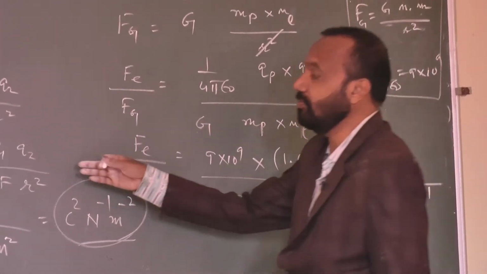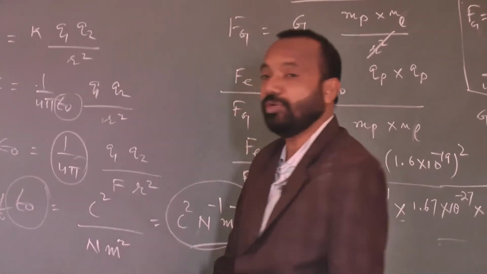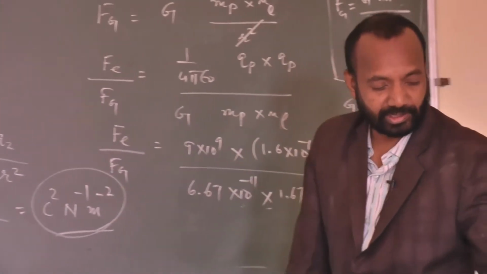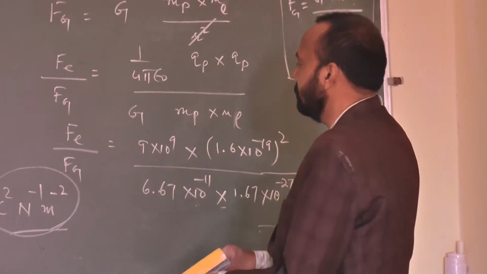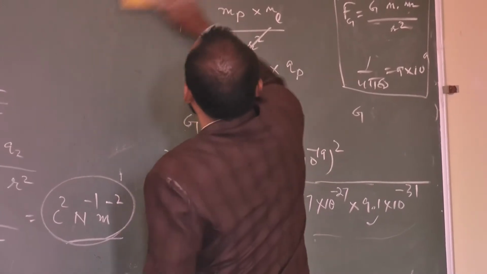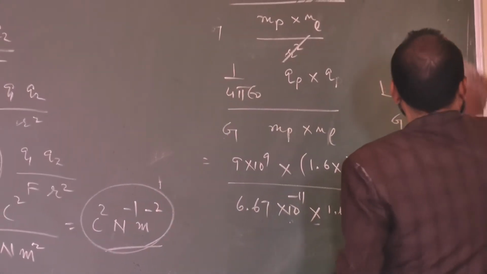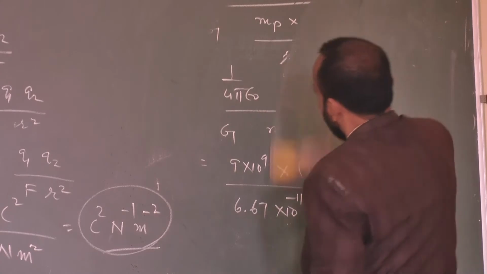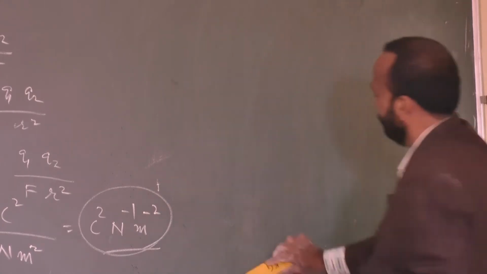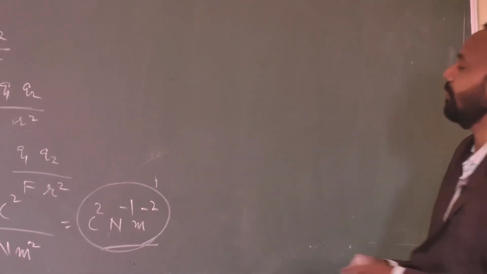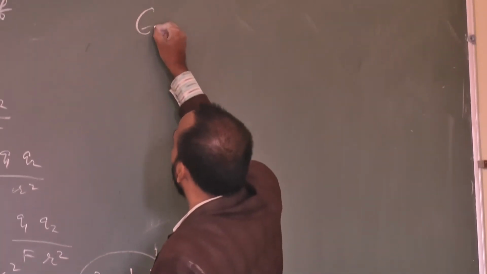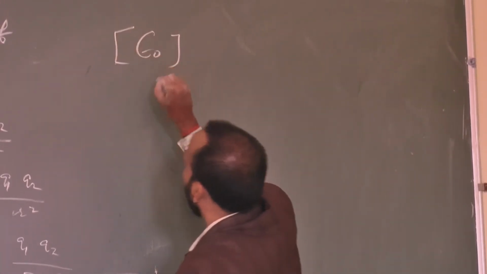Sometimes we must know the unit of epsilon also, as it will come to your use in the application part. Next, the dimensional formula is also important. What is the dimensional formula? You have to calculate the dimensional formula of epsilon naught.